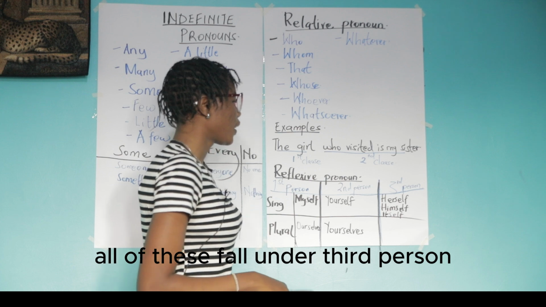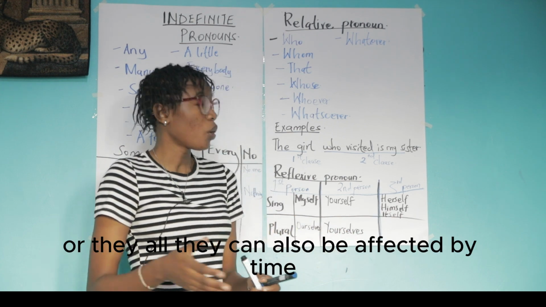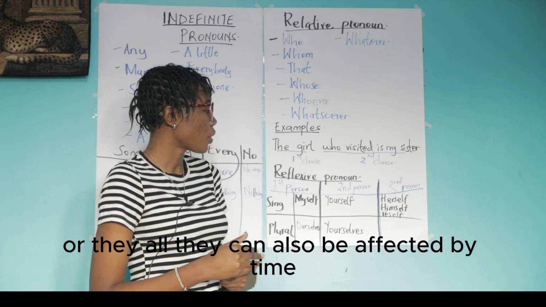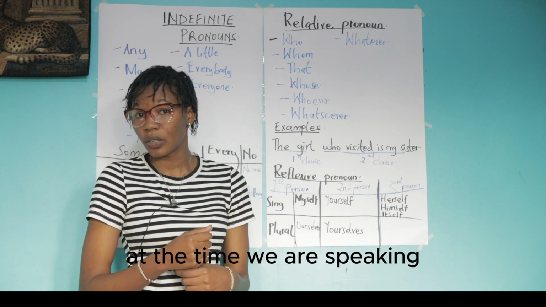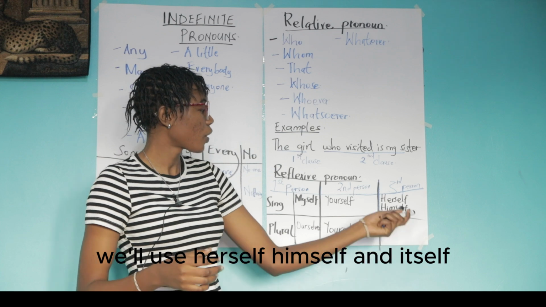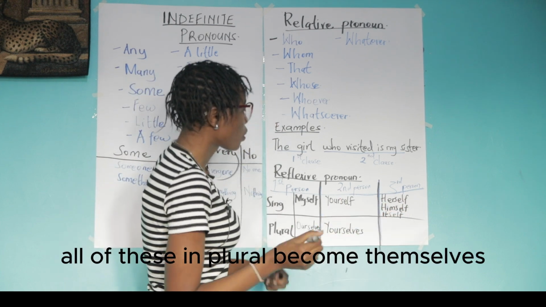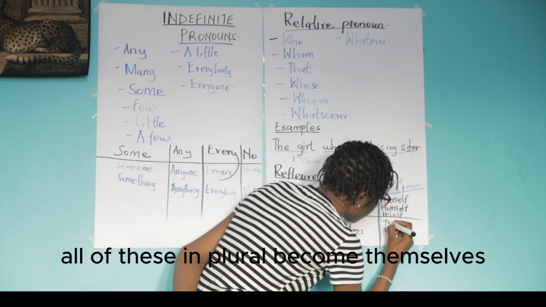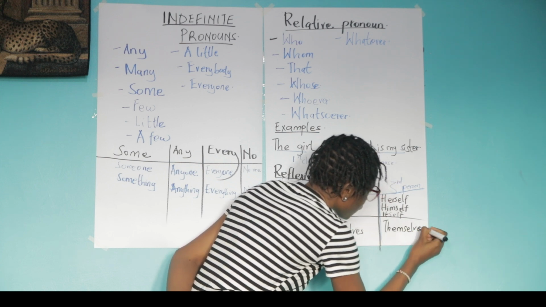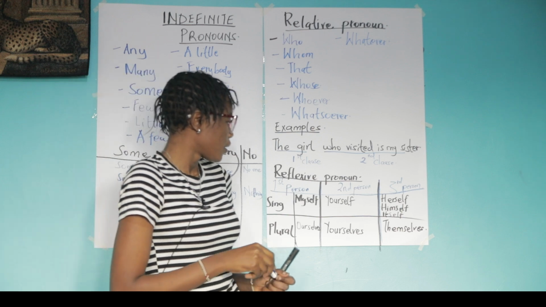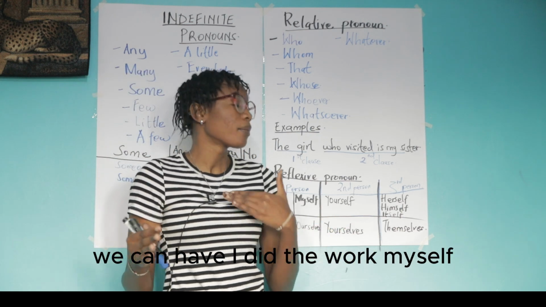All of these fall under third person because they refer to people who are not close to us, or they can also be affected by time. When these people are not with us at the time we are speaking, we use herself, himself, and itself. All of these in plural become themselves. Examples in sentences: I did the work myself.